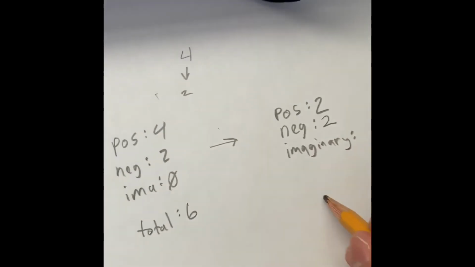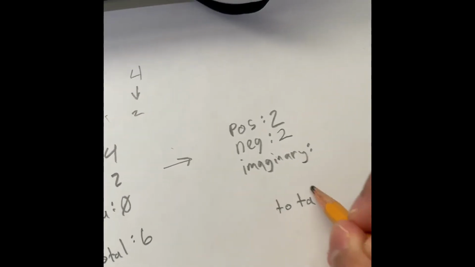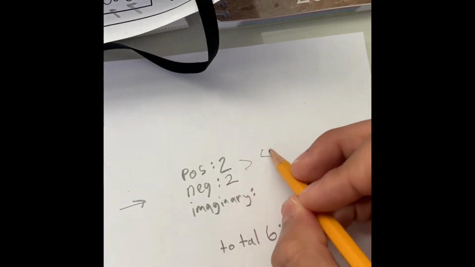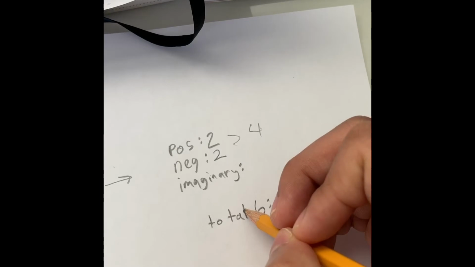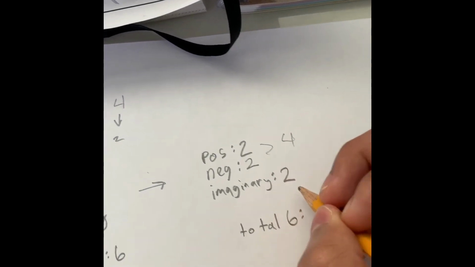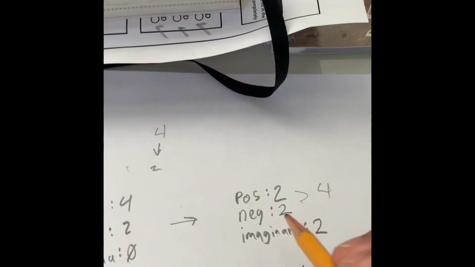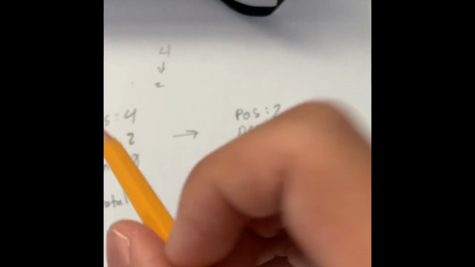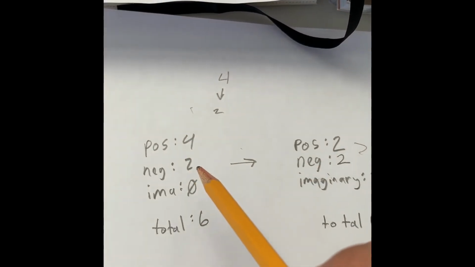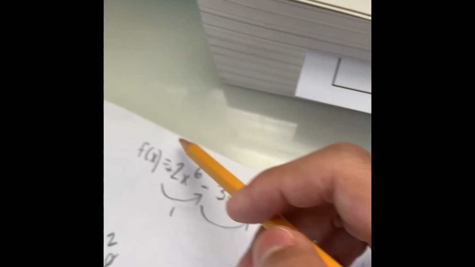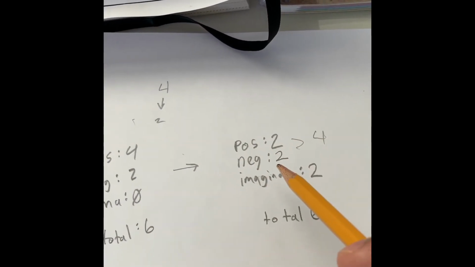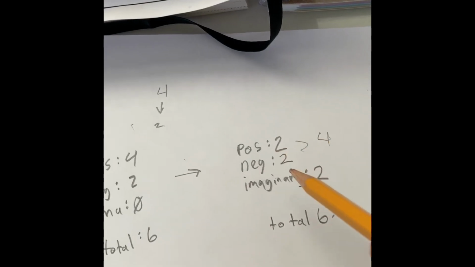And then now look, the total still has to be 6, right? So 2 plus 2, that's 4. But we need 6. The total is 6. So there would also be 2 imaginary solutions. So this just shows there's 2 scenarios that could happen. There could either be 4 positive solutions and 2 negative solutions, totaling the 6, the highest degree. That's the number of total solutions. Or there could be 2 positive, 2 negative, and 2 imaginary.